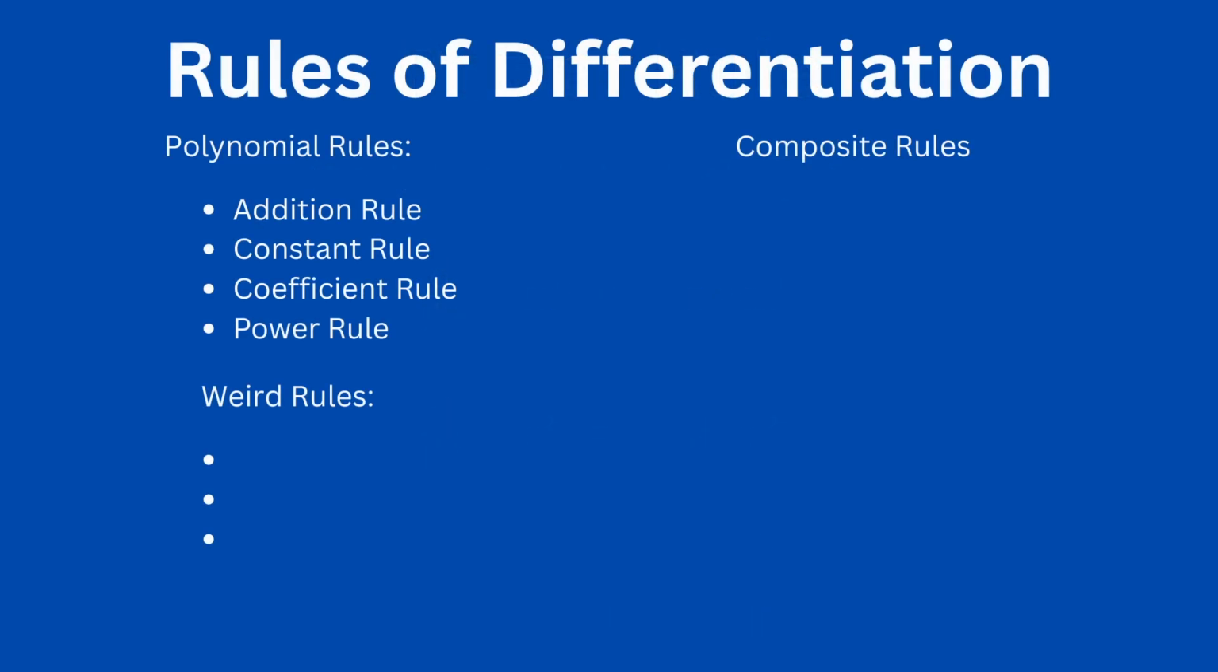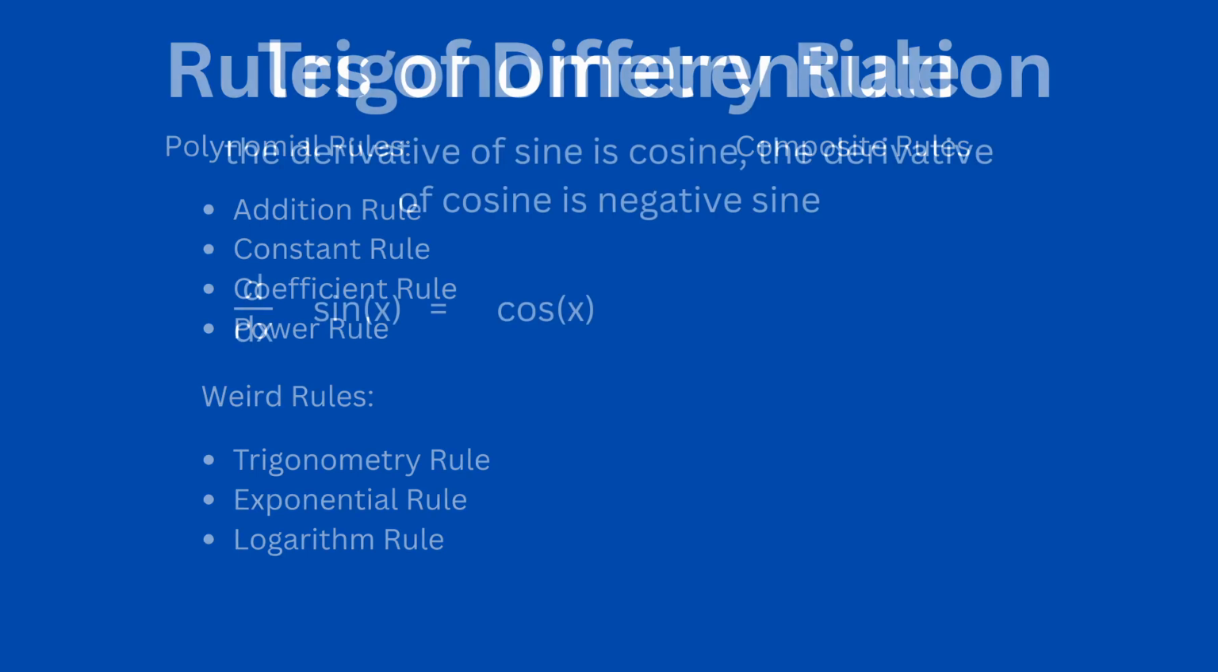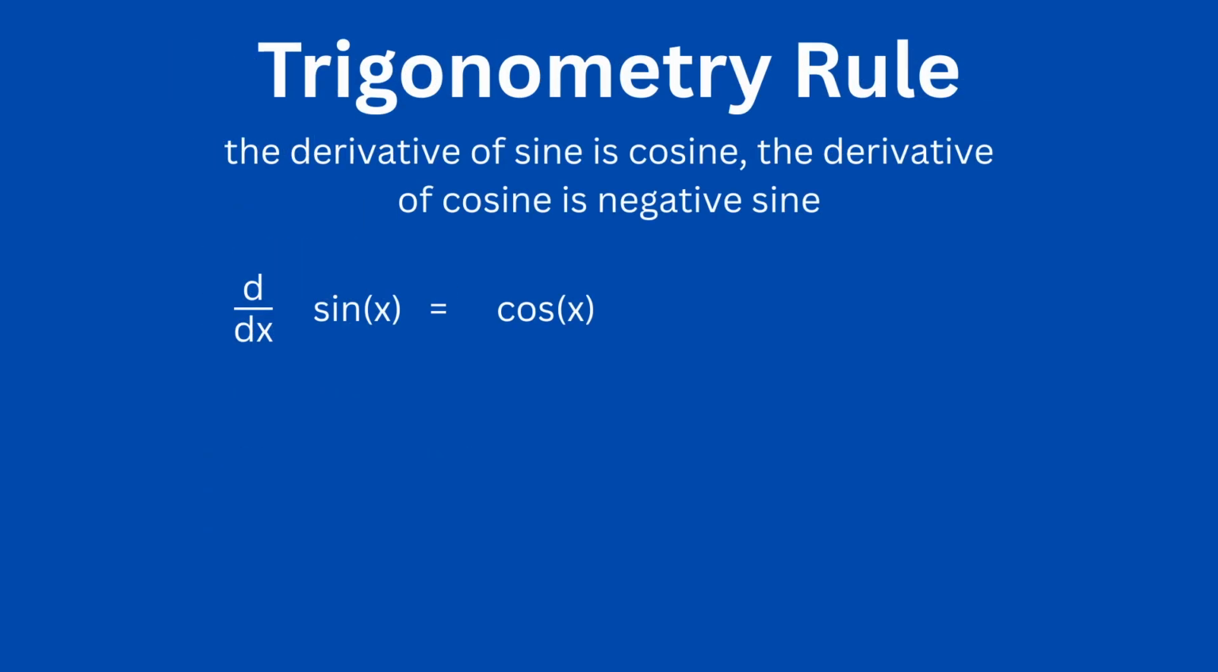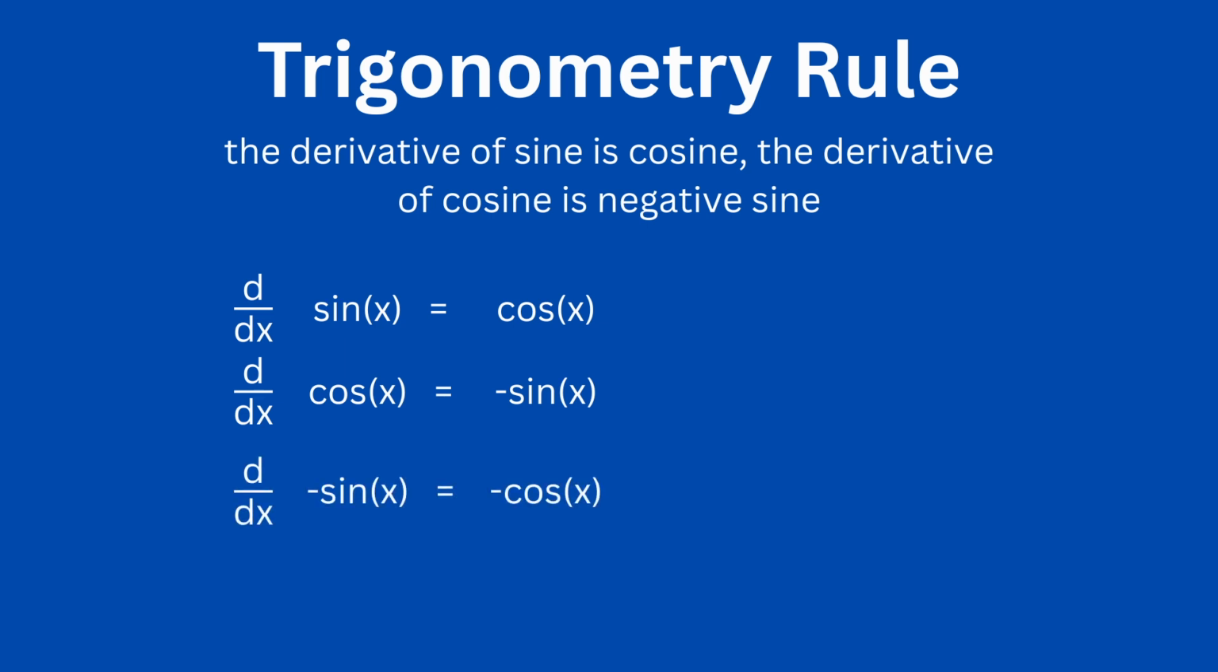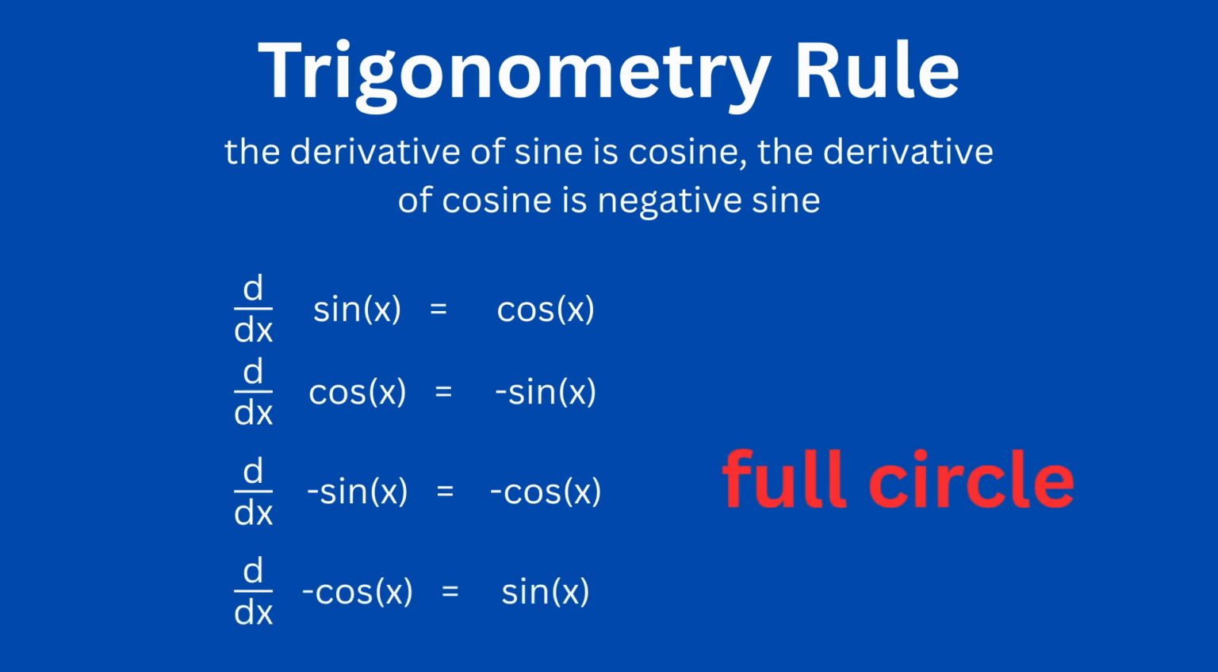These 3 rules for weird functions are the trigonometry rule, the exponential rule, and the logarithmic rule. The trigonometry rule says that the derivative of sine is cosine. The derivative of cosine is negative sine. Logically, the derivative of negative sine is minus 1 times the derivative of sine as per the coefficient rule, so the derivative of negative sine is negative cosine. Same logic, the derivative of negative cosine goes full circle and returns us to sine.